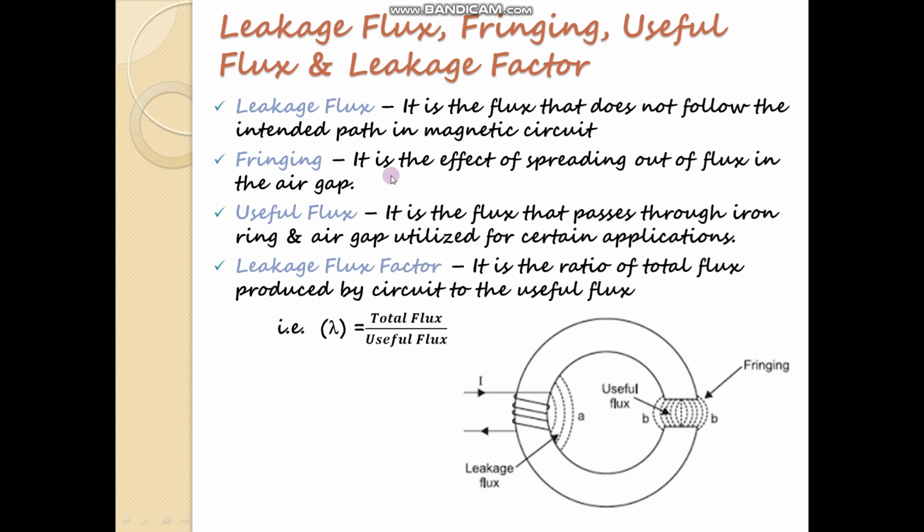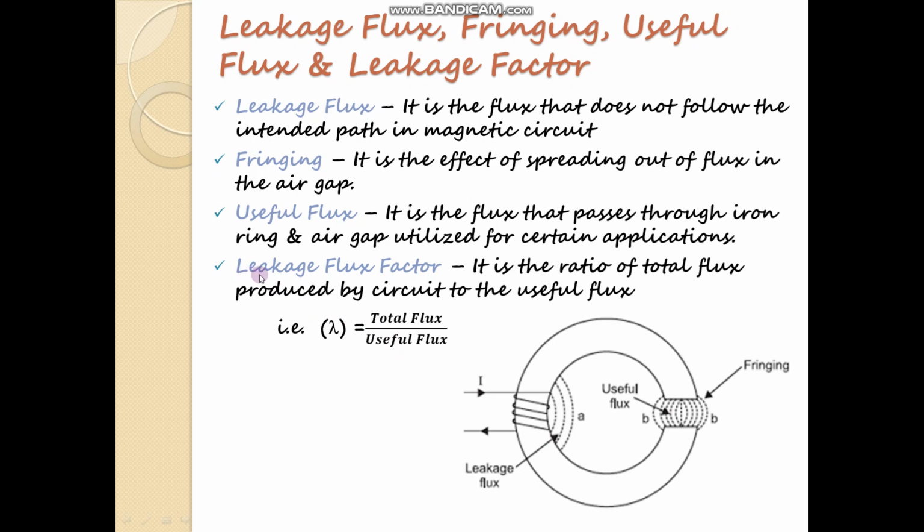Next is the fringing. It is the effect of spreading out of flux in the air gap. See, if we introduce some air gap in this magnetic iron ring, then some of the flux is spreading out of that ring. It is called the fringing. Useful flux. This is the flux that passes through the iron ring as well as through this air gap, and this is utilized in certain applications.